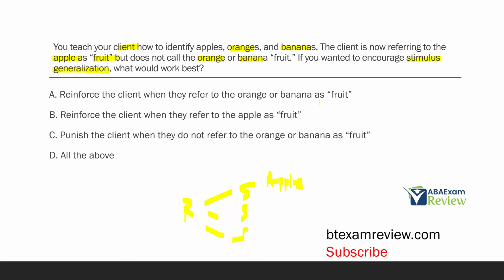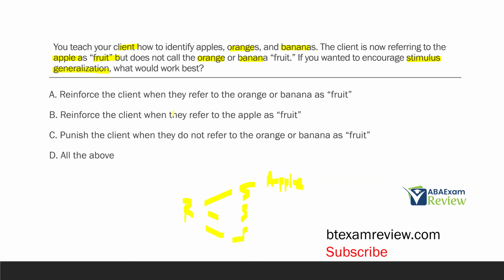Sure, if we deliver reinforcement every time our client calls the orange or banana fruit, then by the principle of reinforcement, that behavior is going to increase and will encourage generalization. Now, that seems like a simple answer, but most of the time, the simplest answer is typically true. Don't overcomplicate this. You want to increase a behavior, you want to encourage a behavior. What should you use? Well, reinforcement.